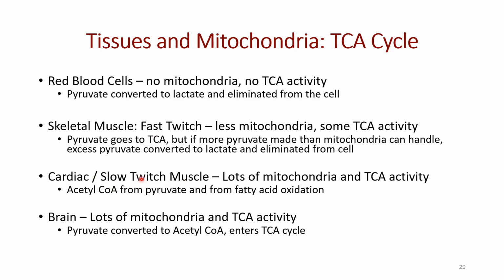Cardiac muscle and slow twitch muscle has a lot of mitochondria. These are muscles that are involved in posture and long-term activity with low fatigue, especially cardiac muscle, which can beat all the time. So because they have a tremendous amount of mitochondria, they can do a lot of oxidative phosphorylation and make a lot of ATP by oxidative methods here. And the brain has lots and lots of mitochondria, and so it has lots of TCA cycle. And you know the brain is going to use glucose as its primary energy source, and so glucose will make pyruvate. Pyruvate gets converted to acetyl-CoA, and then that acetyl-CoA will go into the TCA cycle.